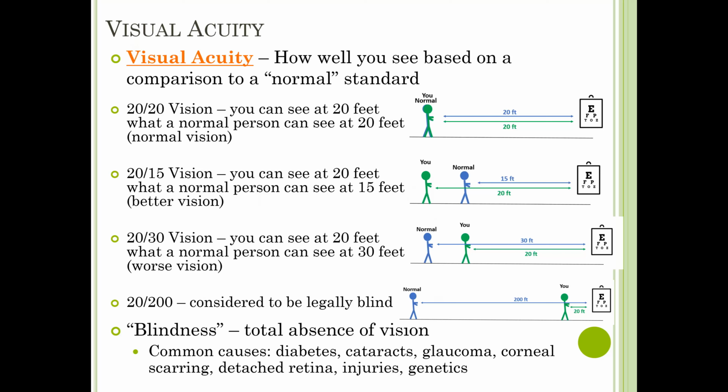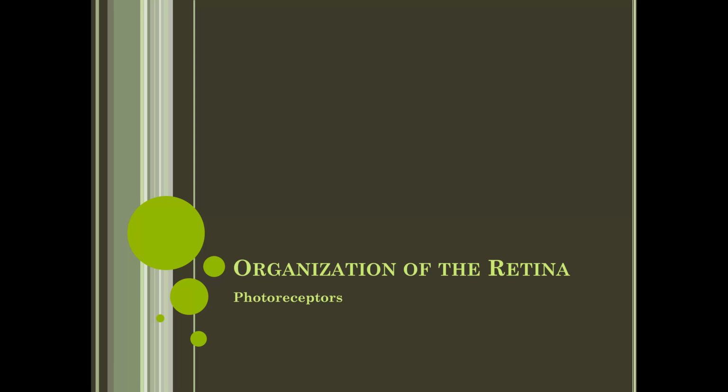In this section, we're going to take a closer look at the retina and the organization of the cells in the retina, and then talk about the two different photoreceptors.